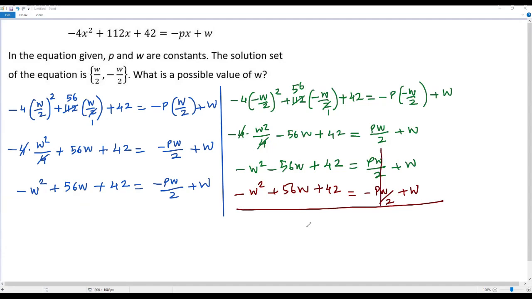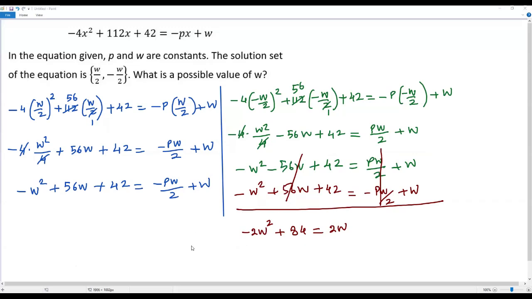So this positive value, negative value will cancel out, and negative 56w, positive 56w will cancel out. So when I combine negative w square, negative w square, I'm getting negative 2w square. And when I combine these two values, I'm getting a positive 84. And on the right side, w and w, when I combine the two w's, I'm getting positive 2 w's. Okay, here I have a quadratic equation in terms of w.